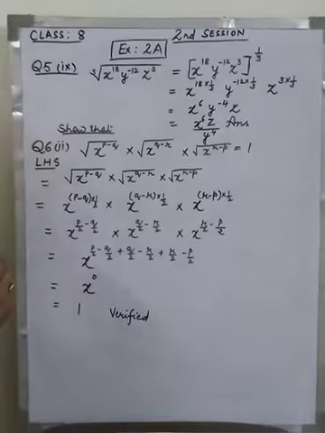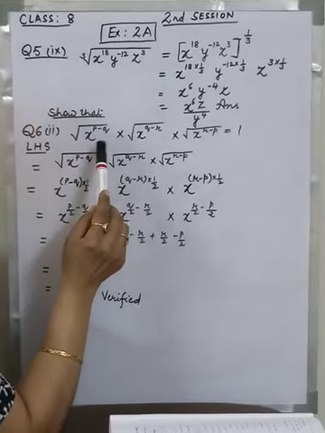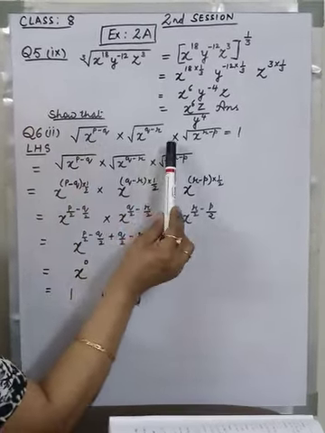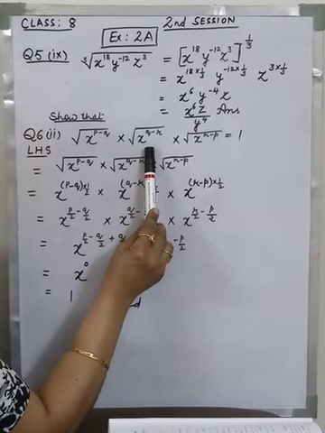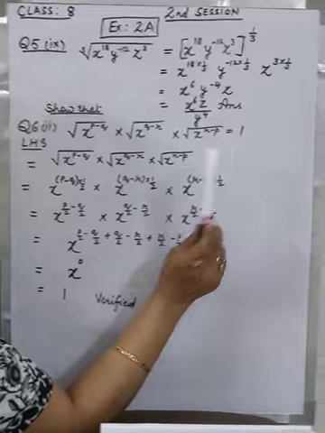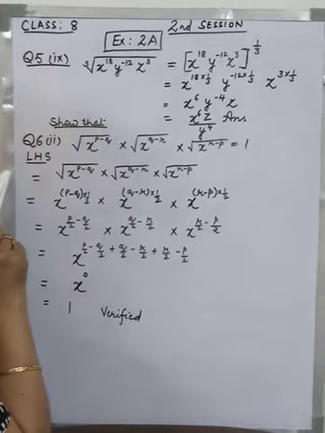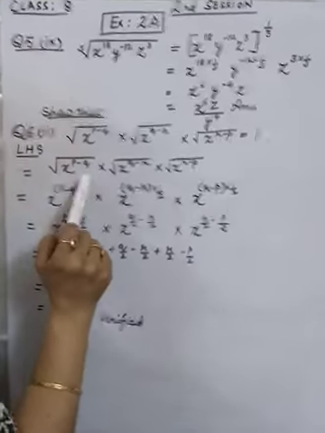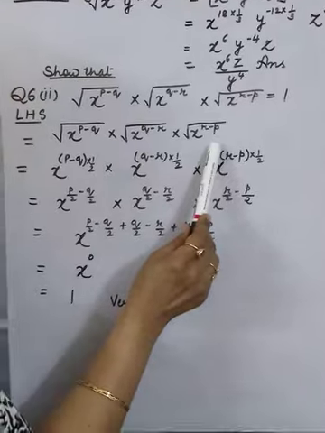Question number 6 second part. Square root of x to the power p minus q, square root of x to the power q minus r, and square root of x to the power r minus p is equal to 1. We have to prove it. So we start with the LHS part. We write the expression, the given expression.